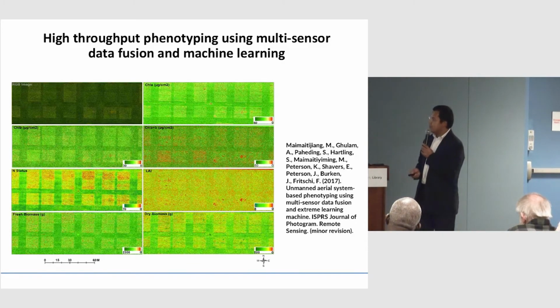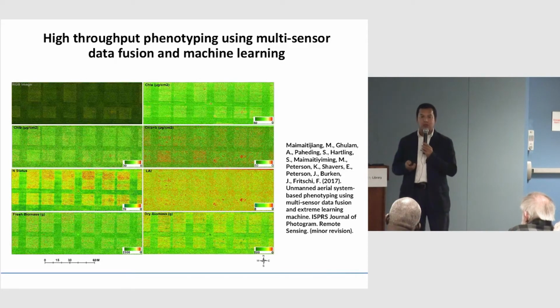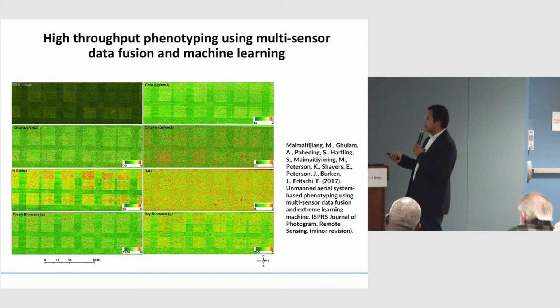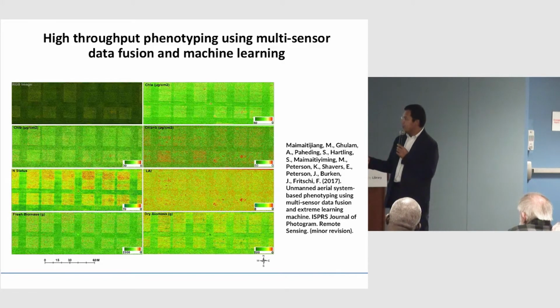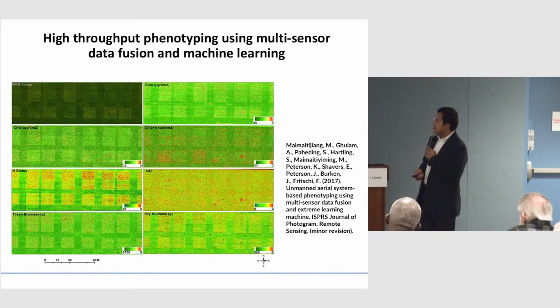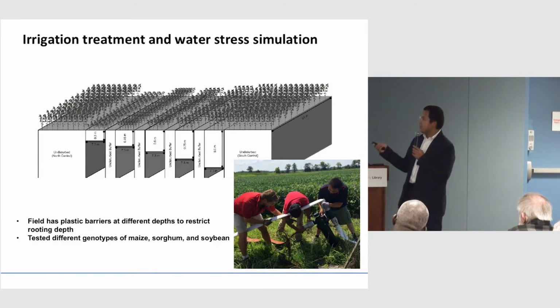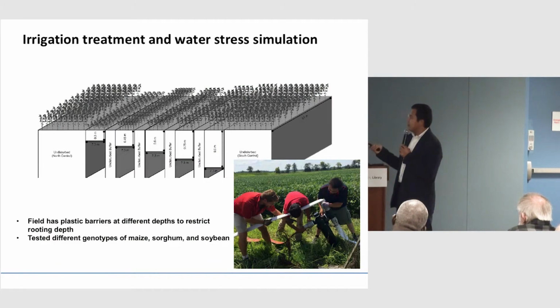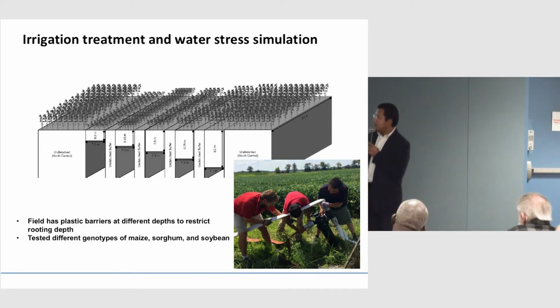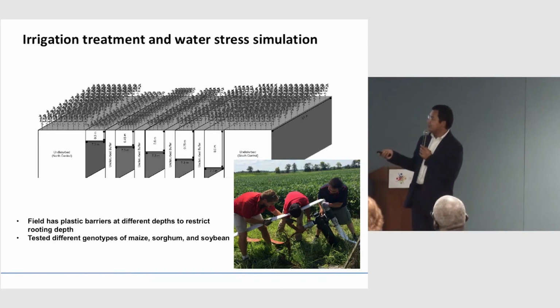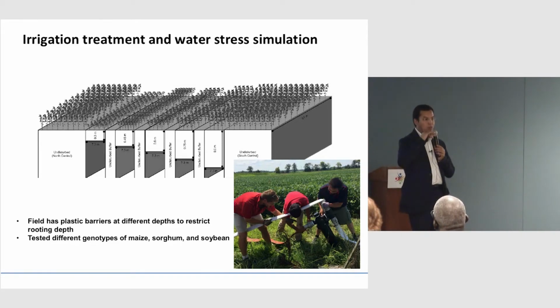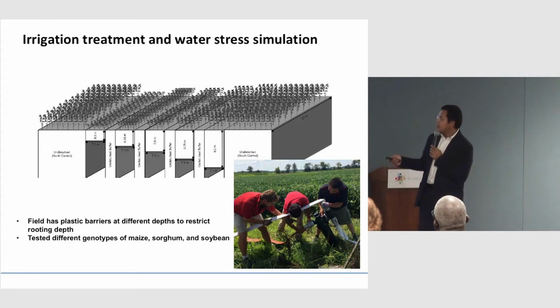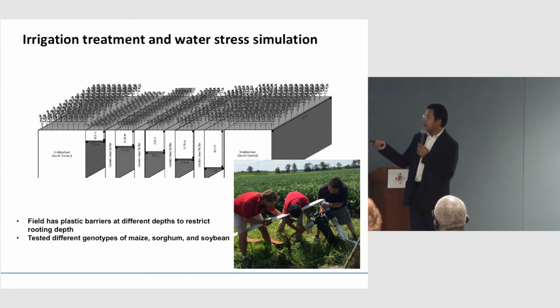So this is just one example of how we can use the technology to look at crop growth, nitrogen concentration, and also estimate biomass of plants. And then this is another cool experiment. This is a field more than 100 years old, and we set up root growth barriers, like plastic barriers, to restrict roots or drain water out.